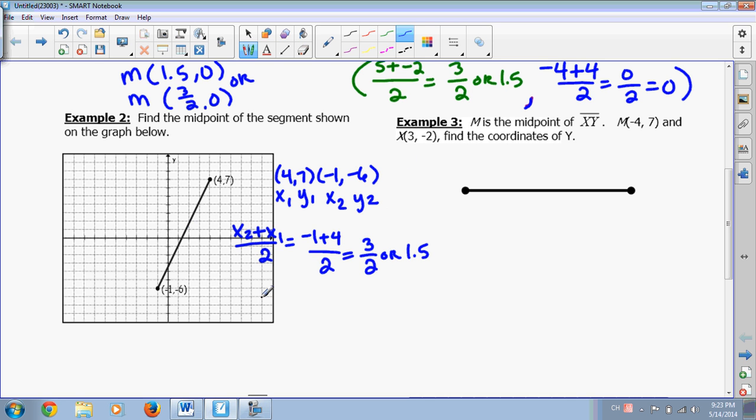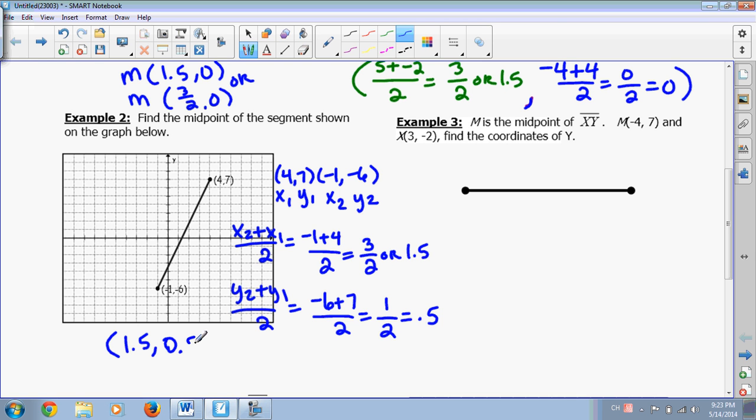7 and -6. So y2 plus y1 divided by 2. Our y2 is -6, plus our y1 is 7, divided by 2. Well, -6 plus 7 is 1, divided by 2 is just 1/2, or 0.5. So the midpoint of example 2 would be 1.5 for our x value and 0.5 for our y value. So it would be 1.5 over and up 1/2. So it would be right in here is our midpoint.